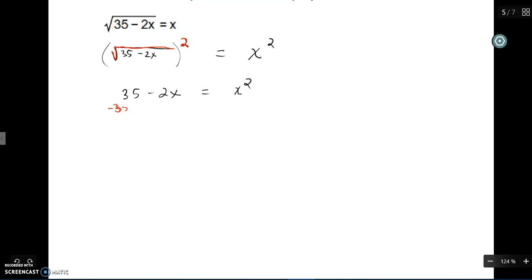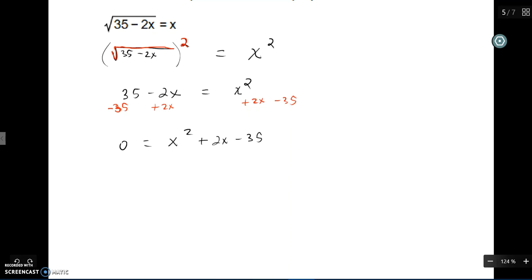So I'm going to subtract 35 from both sides and add 2x to both sides. So over here we're going to have plus 2x and minus 35. And then, of course, on the left we'll have 0. So I've got 0 is equal to x squared plus 2x minus 35.